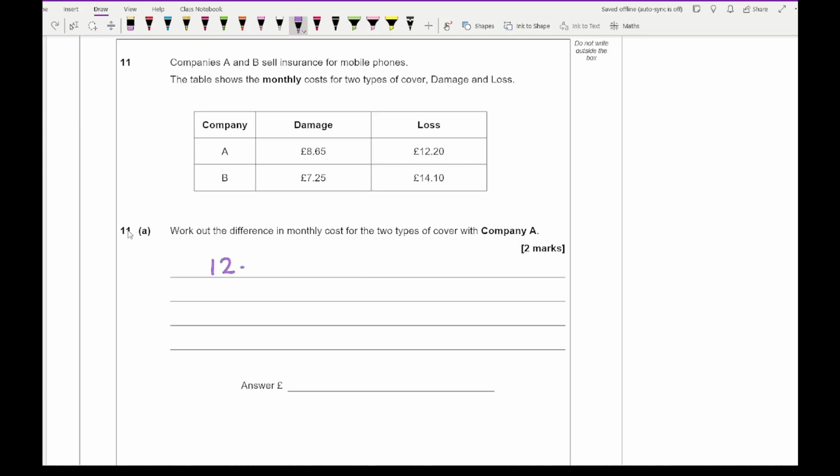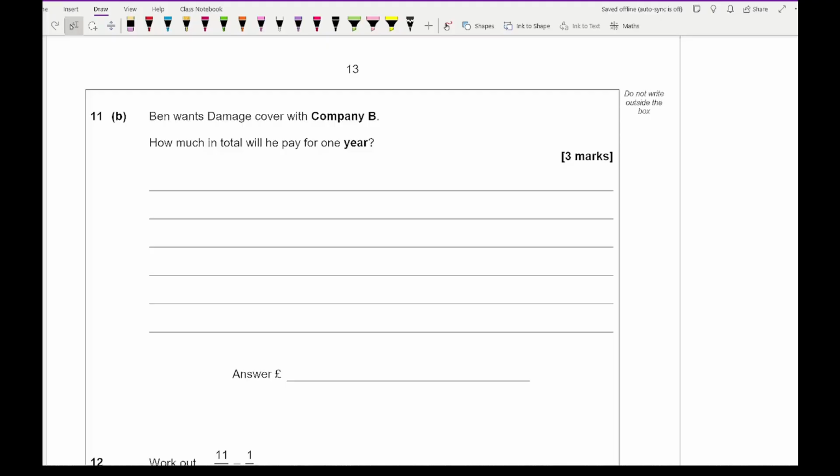So that's going to be £12.20 minus £8.65. Remembering that the top number needs to be bigger, we can borrow. So here we've got 0, and then we've got 11, and that becomes 12, turns to 11, and then we've got 10. So 10 take away 5 is 5, 11 take away 6 is 5, and 11 take away 8 is 3. So the difference then is going to be £3.55.